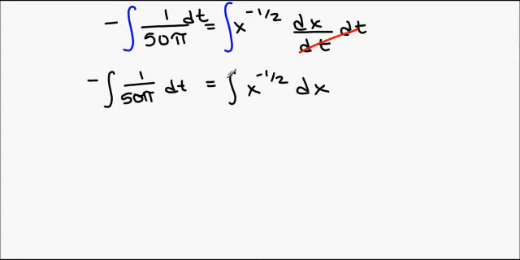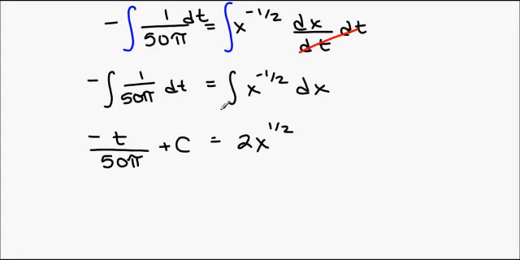So to actually integrate, right here, I know I'm going to add 1, and divide by my new exponent. So divide by 1/2 means multiply by 2. And this equals, well, what happens when I integrate a constant? I get, well, a t thrown in there really. So negative t over 50 pi plus c.